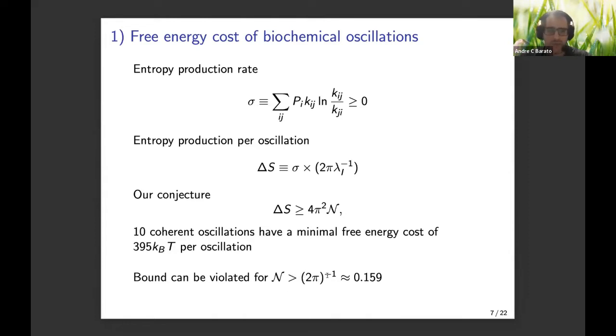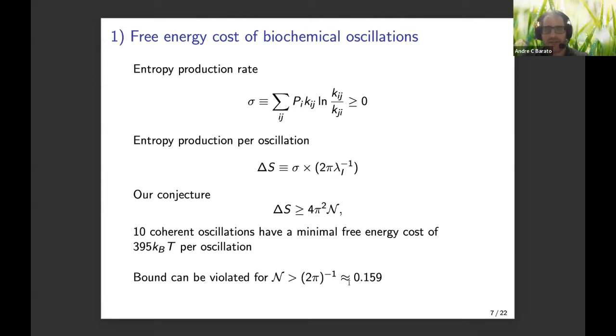Now, this inequality can be violated if the number of coherent oscillations is smaller than 2 pi to the power of -1, which again is a very, very low number of coherent oscillations. In practice, you can look at these things if you're looking at this ratio of eigenvalues, but if you're looking at the correlation function, you would not see any oscillation there. If you were looking at a real system, this is a regime where you wouldn't be able to distinguish oscillations and noise by just looking with your eyes at a time series of the problem.